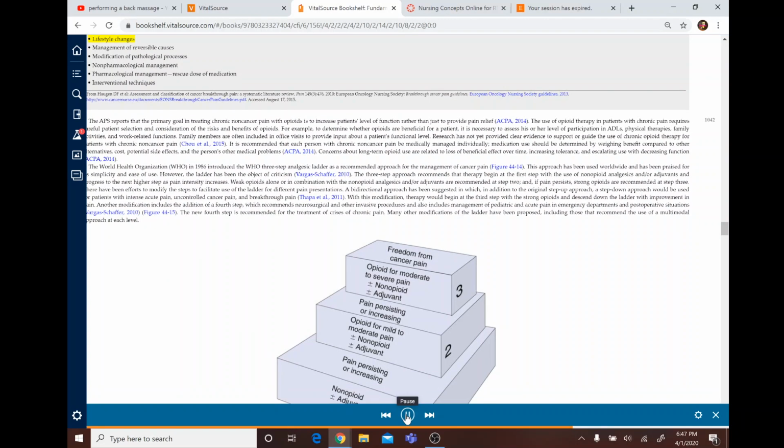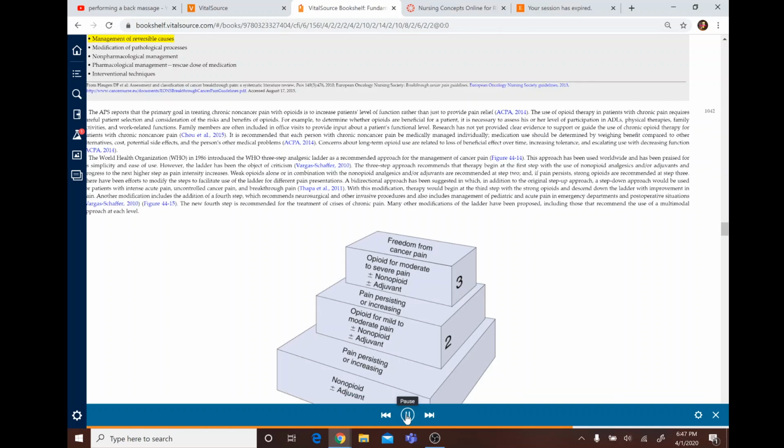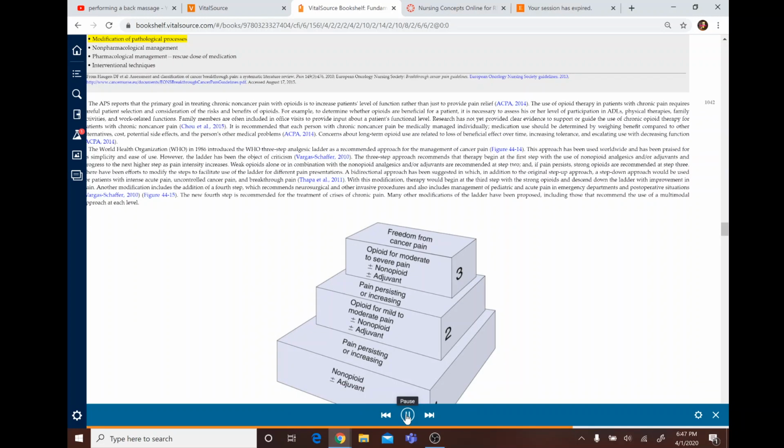Treatment. Lifestyle changes. Management of reversible causes. Modification of pathological processes.